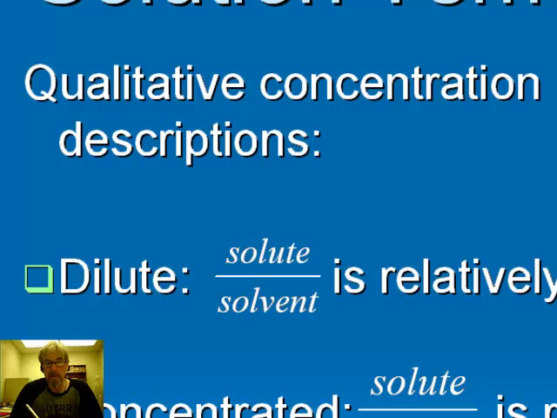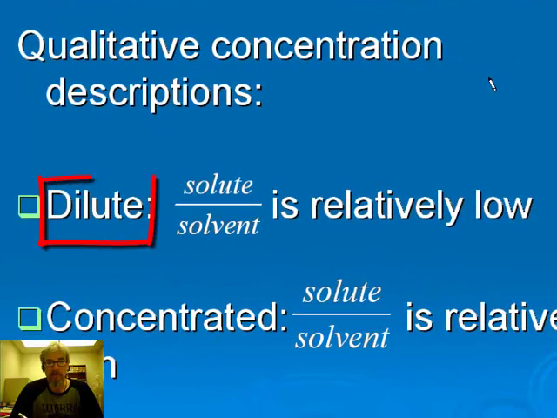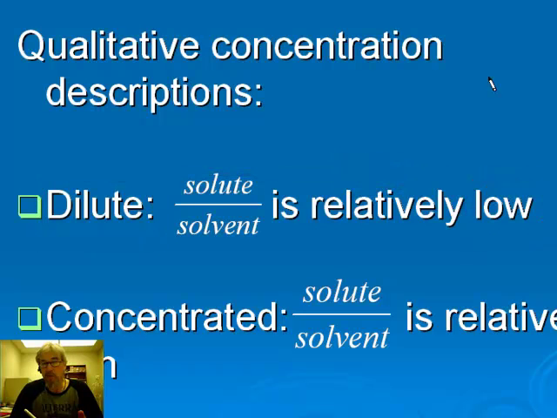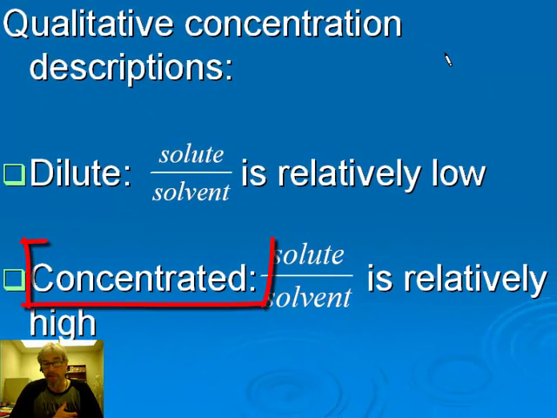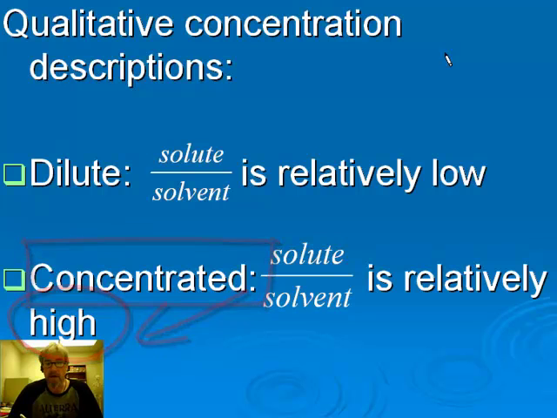Here are a couple of ways we can describe concentration, kind of in a relative qualitative way. When the ratio of solute to solvent is relatively low, we call that dilute. So if I make Kool-Aid and I don't put enough of the Kool-Aid stuff in there, I have a dilute solution. Or on the other hand, if I had put too much water in there, it's dilute because the solvent is too big. Concentrated solution, the ratio of solute to solvent is relatively high. So if I make Kool-Aid with 1 quart of water instead of 2 quarts, I would have concentrated Kool-Aid.